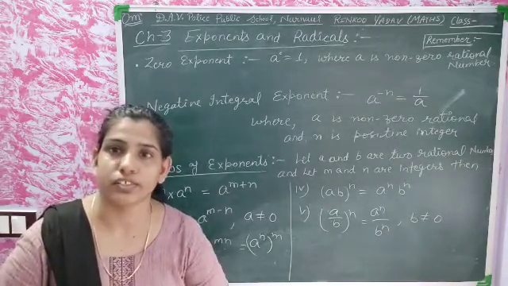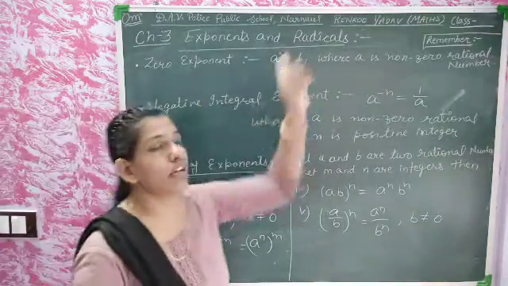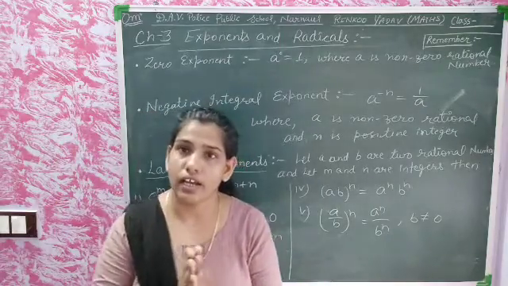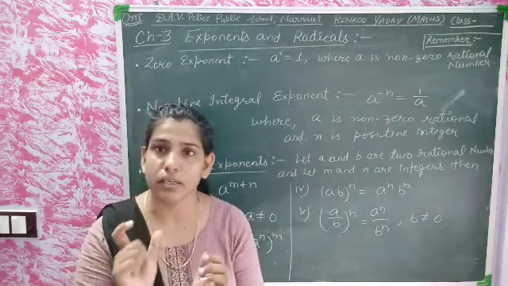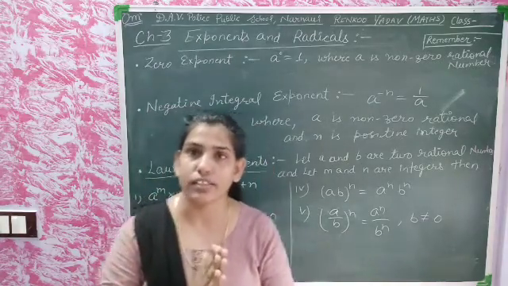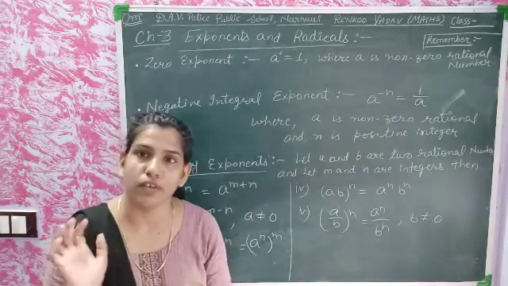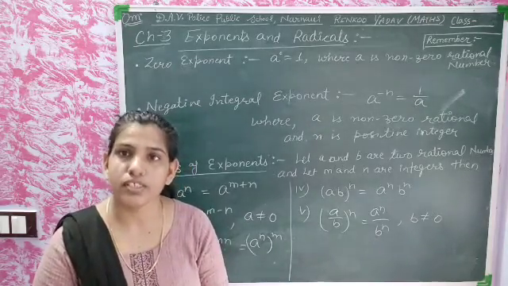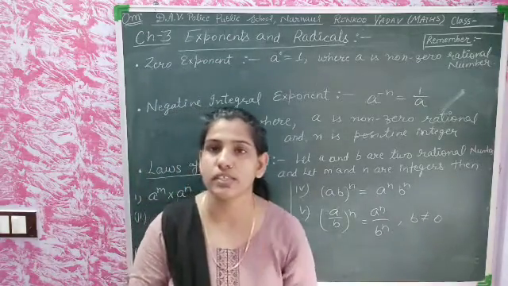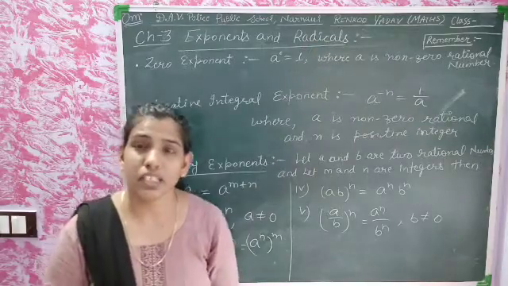Now we will do chapter number 3, and this is exponents and radicals. This topic name is exponents and radicals. Students, as you have already done the chapter on powers, so these powers are called exponents. Okay students, and this is the radicals.